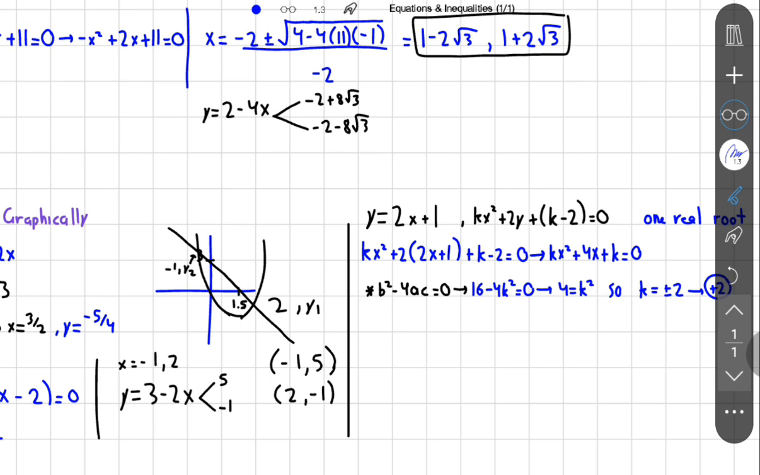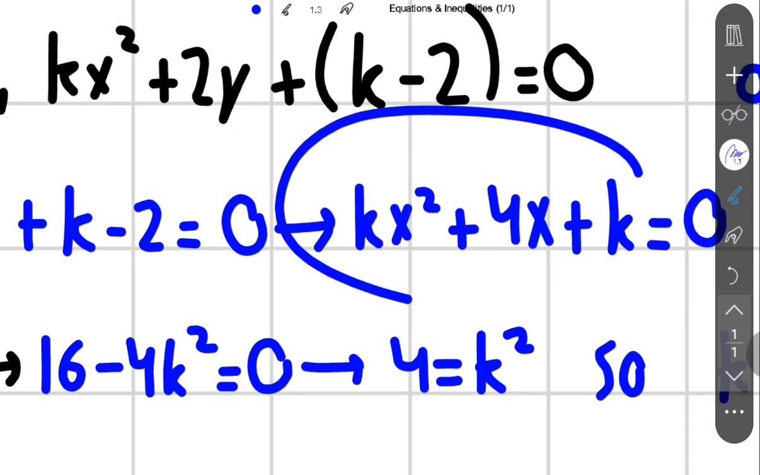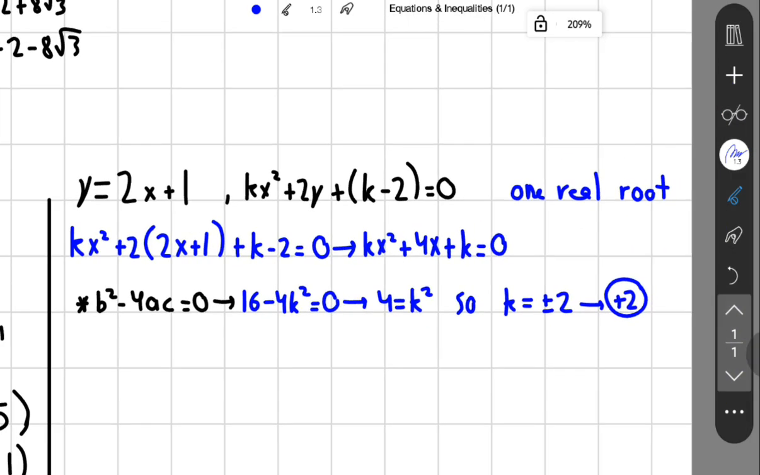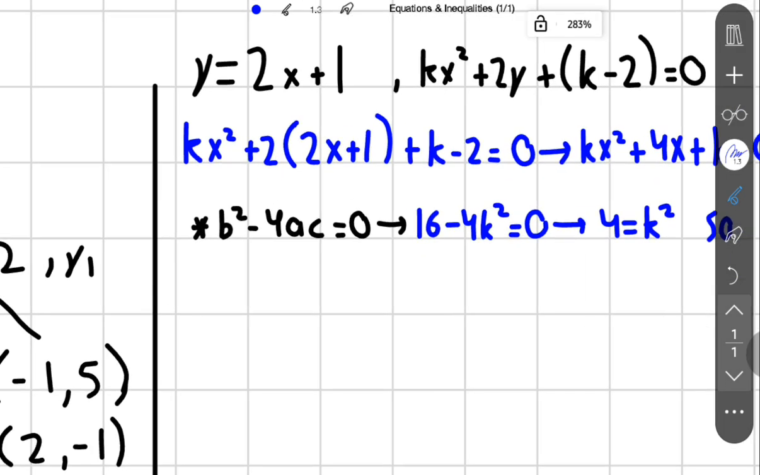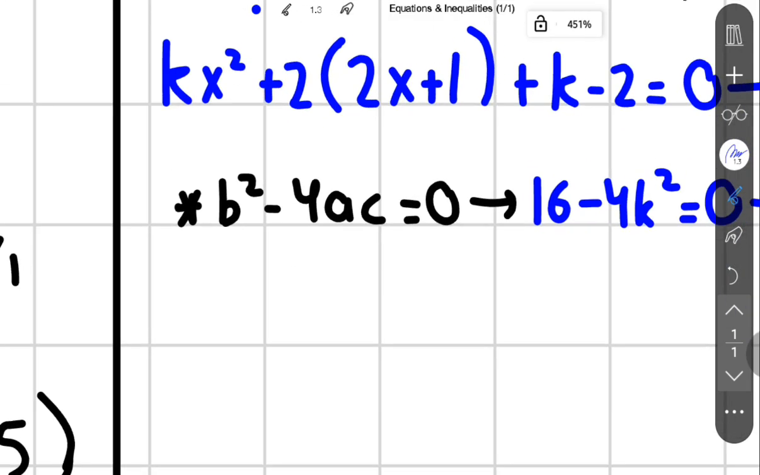And now it asks us to find the point of intersection with the new value of k that we found. So since I already have the simplified version of the two equations equated together, or that we solved them simultaneously. Oh no, wait. No, we didn't actually solve them simultaneously. We just substituted.